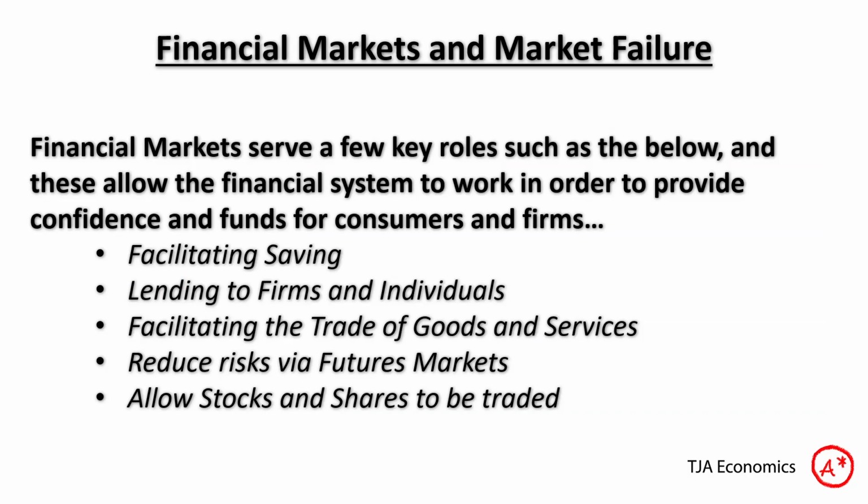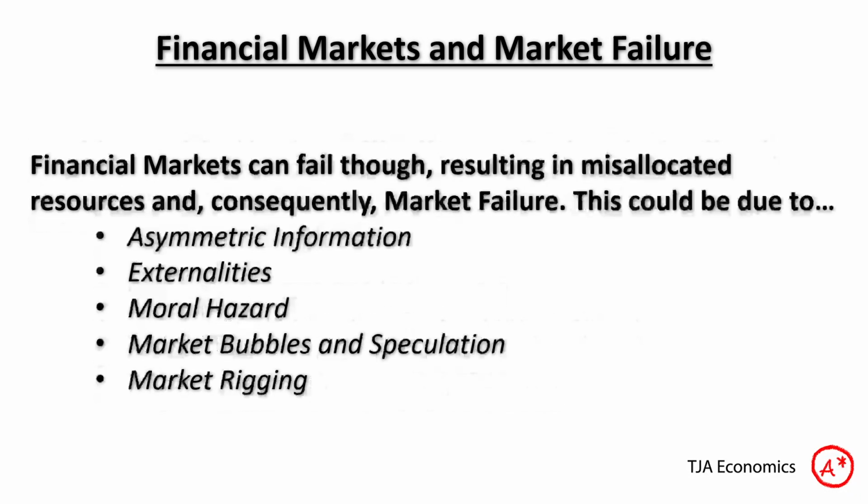A summary then. Financial markets serve a few key roles, such as the below, and these allow the financial system to work in order to provide confidence and funds for consumers and firms. So in the long run, financial markets are key because they inspire consumer confidence and business confidence, and therefore we have better consumption and investment in the long run, and markets are more easily able to facilitate the good allocation of resources. However, financial markets can fail, resulting in misallocated resources and market failure, and indeed deadweight loss.